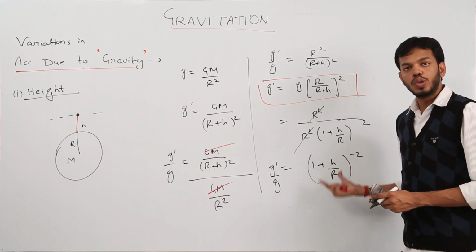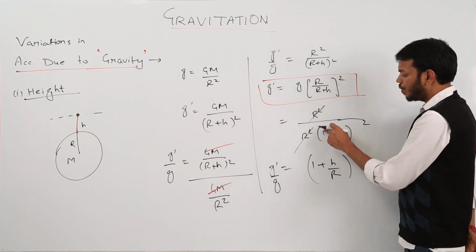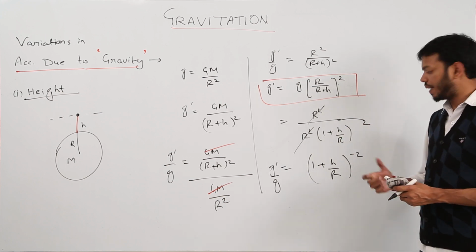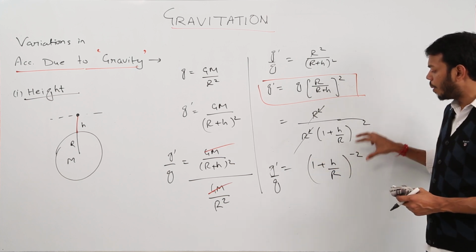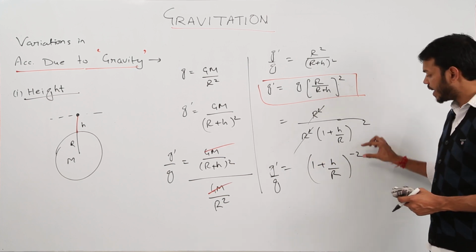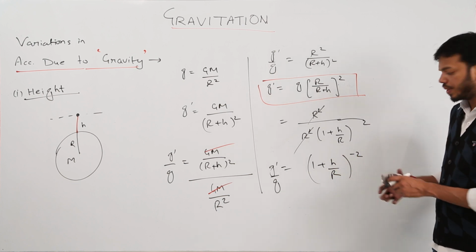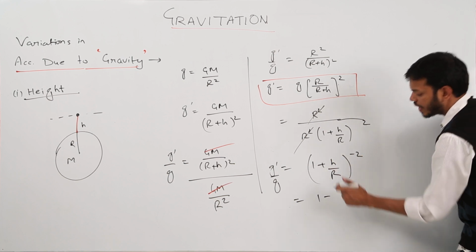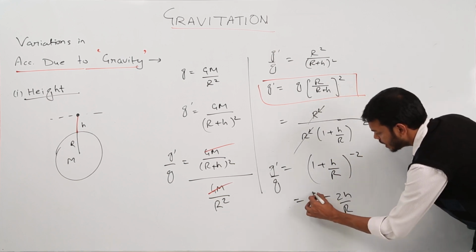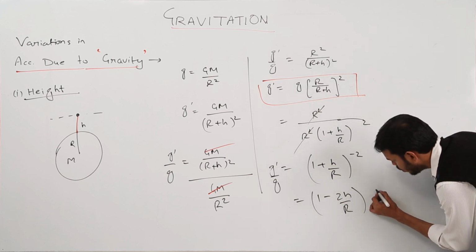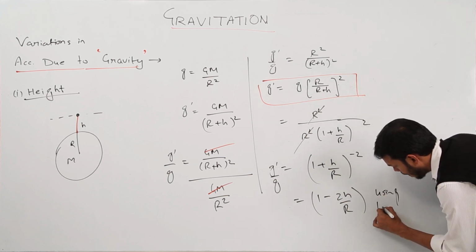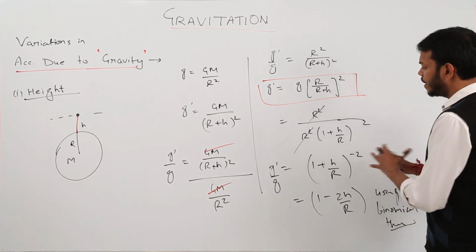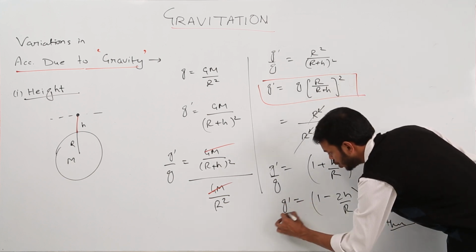How can we sort it out? Using the binomial theorem. The reason I took 1 in the first term is that in the binomial theorem we have a simplification: if the first term of a complex power is 1, then we can place the power in front of the second term. So what we have done is, the power goes in front of the second term: minus 2h upon r. This is the simplified form using the binomial theorem. So this is g dash over g.